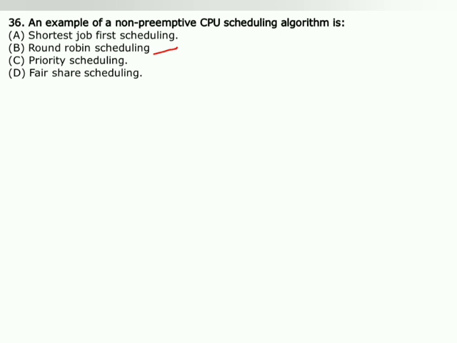But here, you have to find a non-preemptive algorithm. That is option A, the correct one. Shortest job first is a non-preemptive scheduling algorithm. And the preemptive version of shortest job first is SRTF, the shortest remaining time first algorithm. So option A is the correct answer, that is the non-preemptive CPU scheduling algorithm.